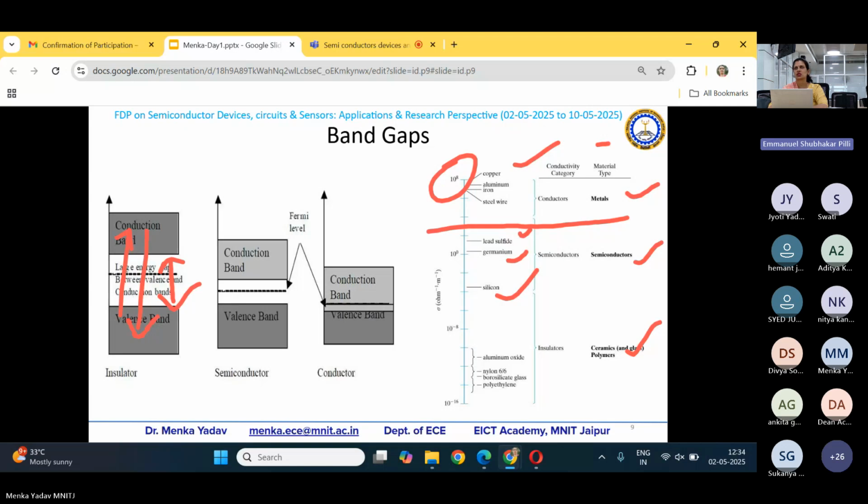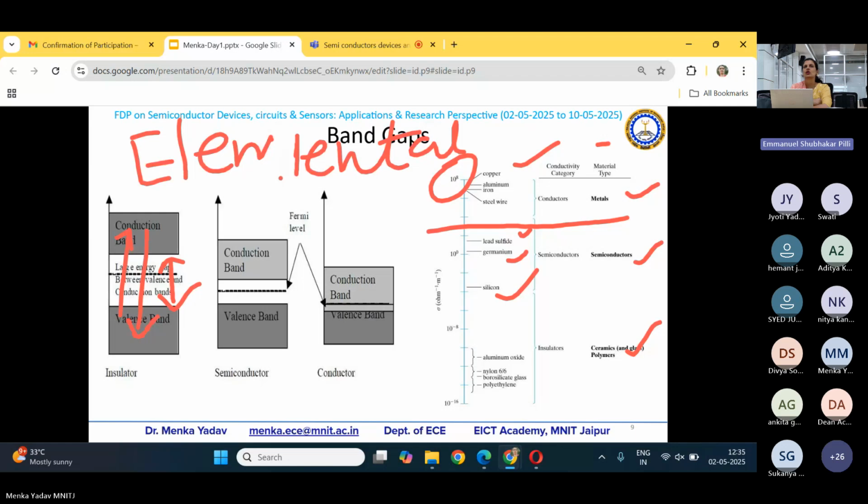There are two types of semiconductors based on how they are prepared. One category is the elemental semiconductor. Elemental means a pure element is taken from group 14 of the periodic table. So those are the elemental semiconductors, for example germanium and silicon. Another category is the compound semiconductor.